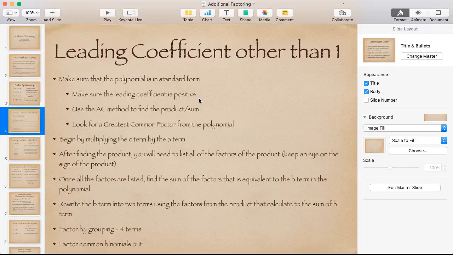Then you're going to want to do the AC method and find that product and sum. So multiply the constant term, the third term, by the leading coefficient. So your C term times your A, you're going to get that product.